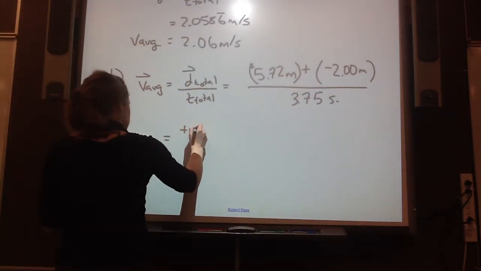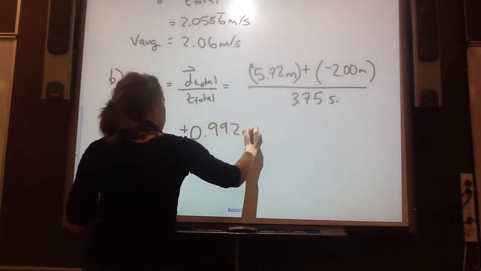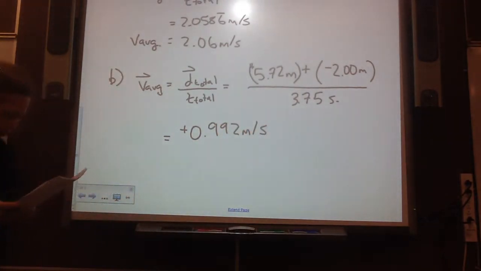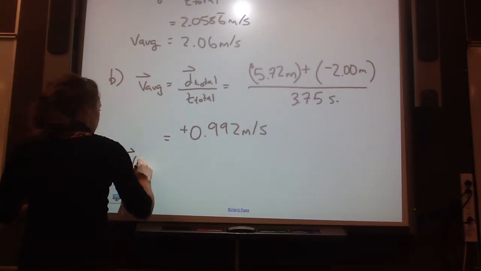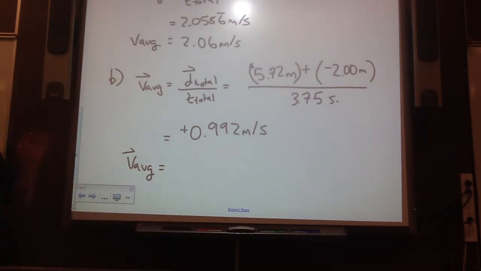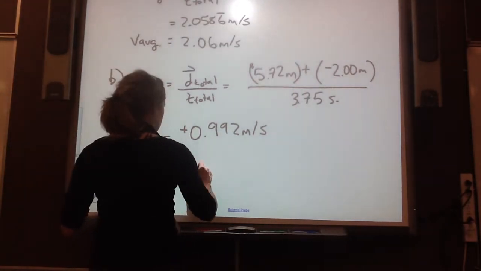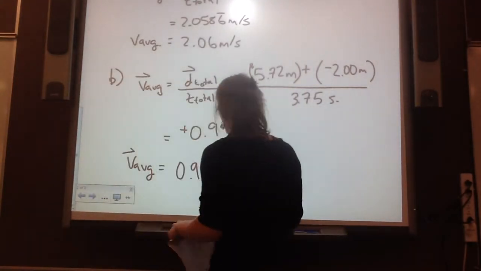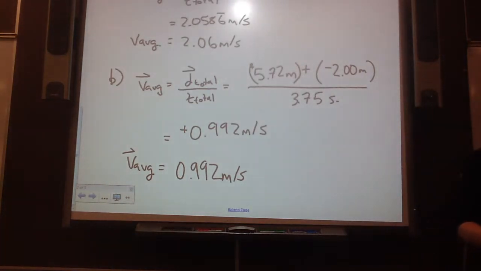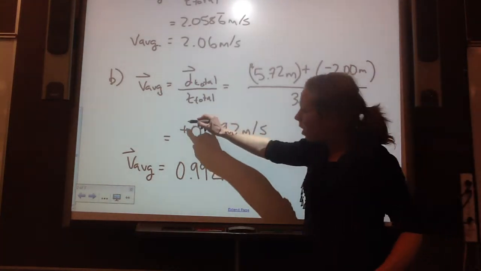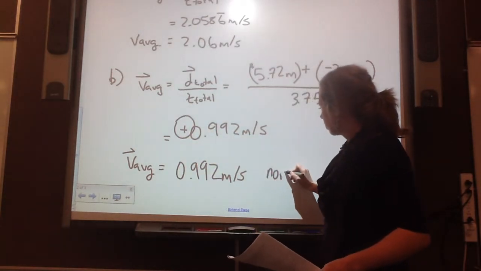This is equal to positive 0.992 meters per second. So my v average, now I could write this as positive 0.992 meters per second and leave that as my answer. But since I started with north, south, east, west directions, that's how I'm going to write my answer. Okay, so what should my answer be for a direction? What direction am I going? Pardon? North. Because I have a positive here, so I'm going north.